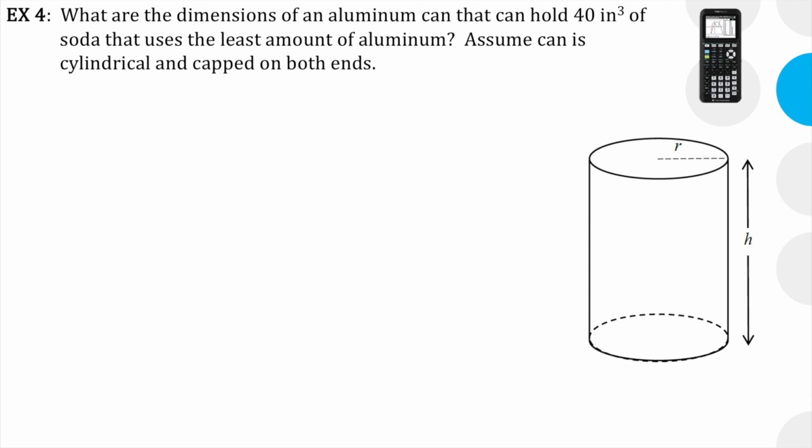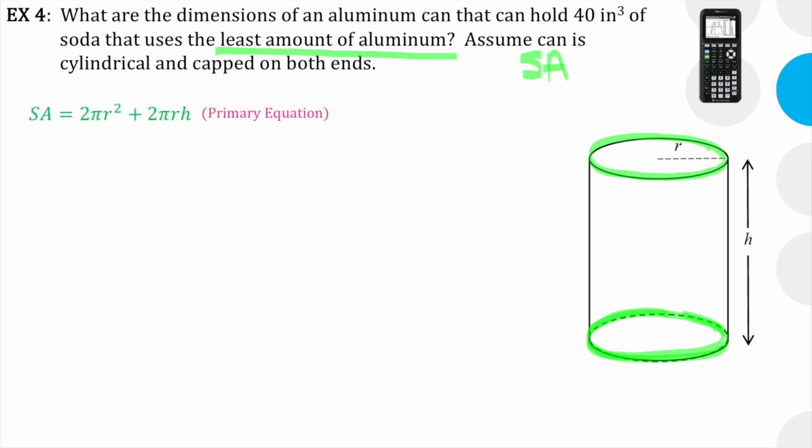What are the dimensions of an aluminum can that can hold 40 cubic inches of soda that uses the least amount of aluminum? Assume the can is cylindrical and capped at both ends. So the least amount of aluminum, that is surface area. So surface area is going to be the area of the two circles, top and bottom, and then the area of the sides of the can, which is the circumference of the circle times the height. There is our primary equation.